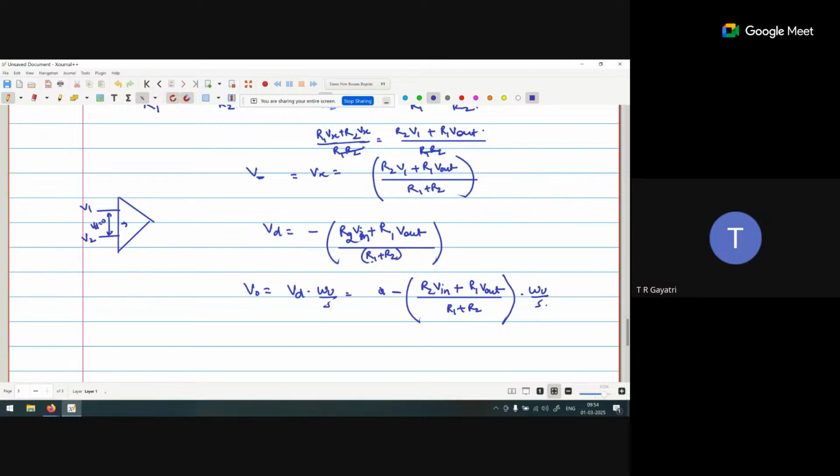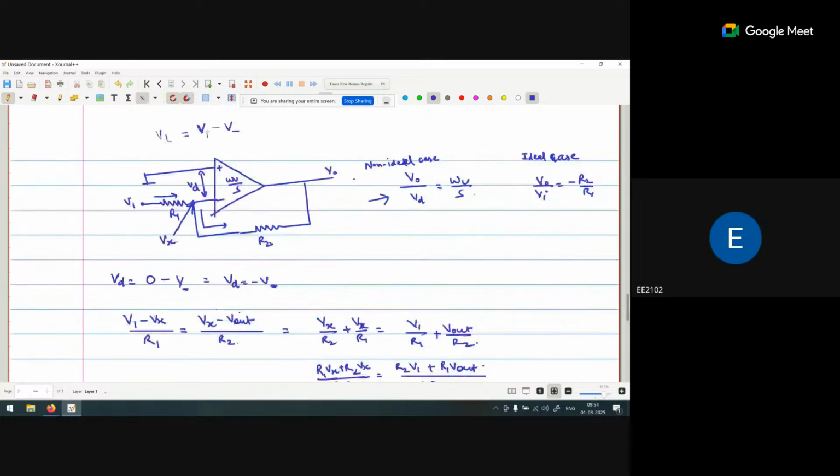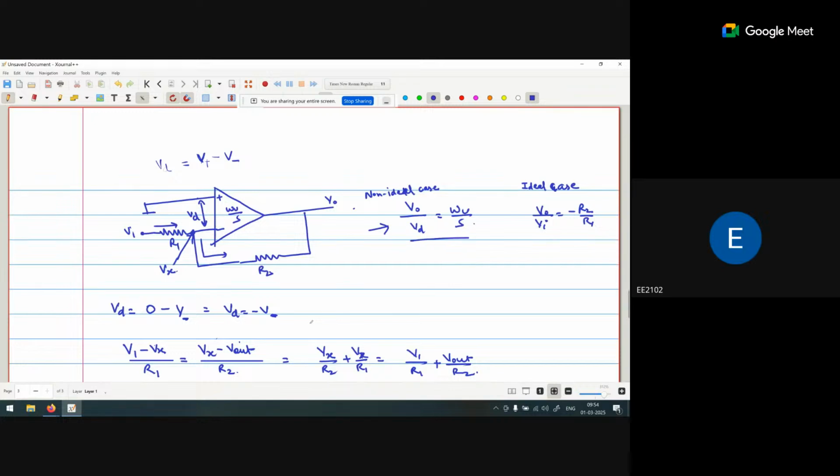So actually when we are writing this equation, we are assuming the current is not passing, no, sir. No, we are assuming the current will be passing through that. That's why it is omega U by S; we multiply by this, which is omega U by S. This is a non-ideal op-amp. If it is an ideal op-amp, then V naught upon Vi is what? Minus R2 by R1. Why? Because the current will be passing through this one.